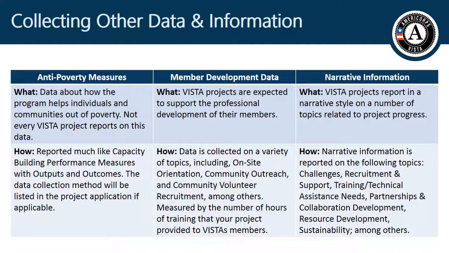Now that you're beginning to understand the capacity building performance measure data that your project needs to report on, and that you as a VISTA leader may need to facilitate the collection of, let's talk about the information that needs to be collected that isn't related to capacity building performance measure data. Three other types of data that need to be collected and reported on through the Project Progress Report, or PPR, are anti-poverty performance measures, member development data, and narrative information.